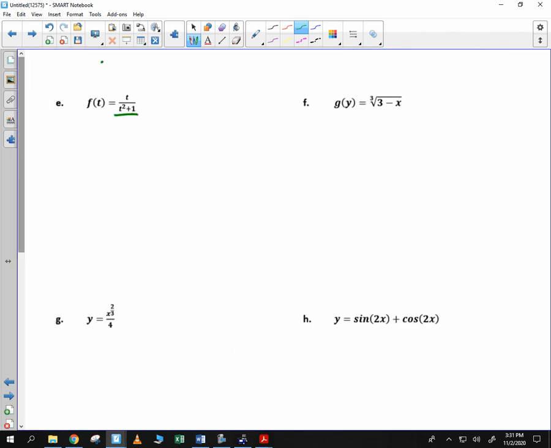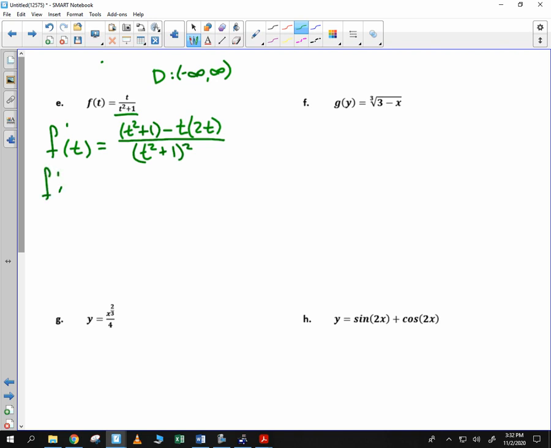The next one, the bottom is never equal to 0. So domain is all real numbers. Let's take the derivative, f prime of t. I use the quotient rule. Derivative of the top is 1 times t squared plus 1 minus the top times the derivative of the bottom, all divided by the bottom squared. So f prime of t is equal to t squared minus 2t squared is negative t squared. So 1 minus t squared over t squared plus 1 quantity squared. That should look familiar. It's something that you did on your last unit.